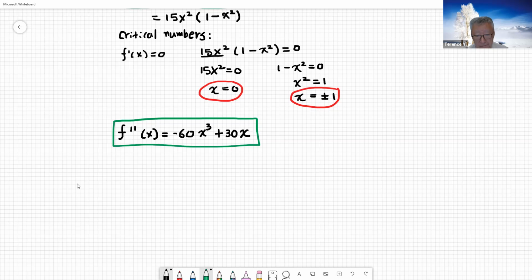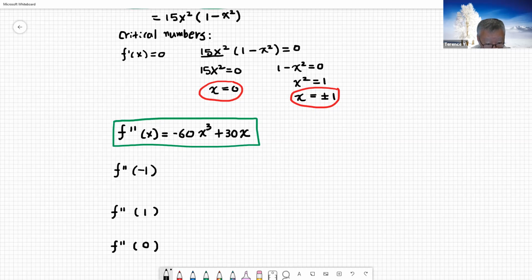So we have that already up there. We're going to have to evaluate these three numbers here. We're going to evaluate f double prime at these critical numbers that we just found. So we evaluate f double prime at -1, at 1, and at 0.